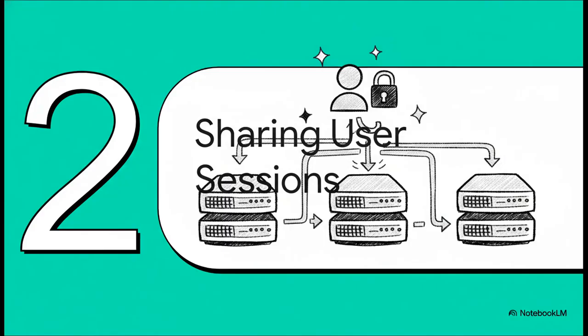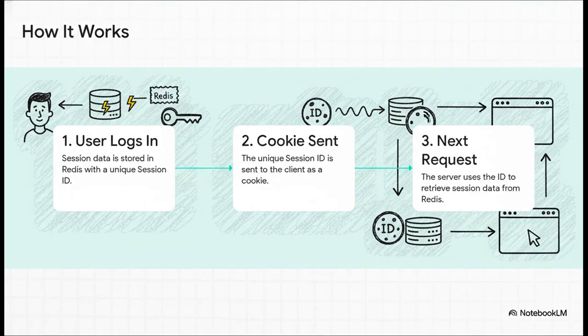Okay, so we've seen how Redis can make things fast. Now let's tackle another super common headache, sharing user sessions. Making sure that when a user logs in, they stay logged in, no matter which of your servers they hit. It's a big deal in modern apps. And how it works is actually pretty clever and straightforward. So a user logs in. Instead of you storing that session info on one specific web server, which is a big no-no when you have more than one, you store it in Redis.